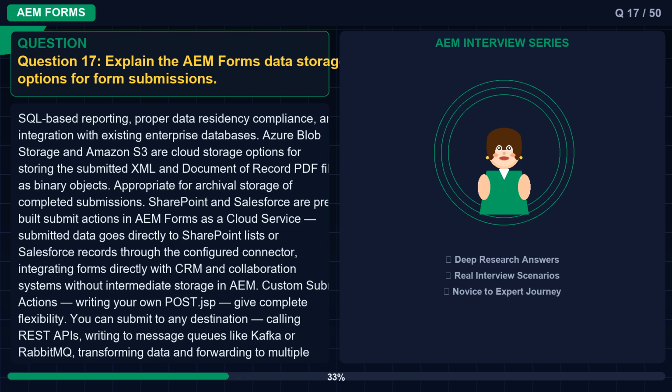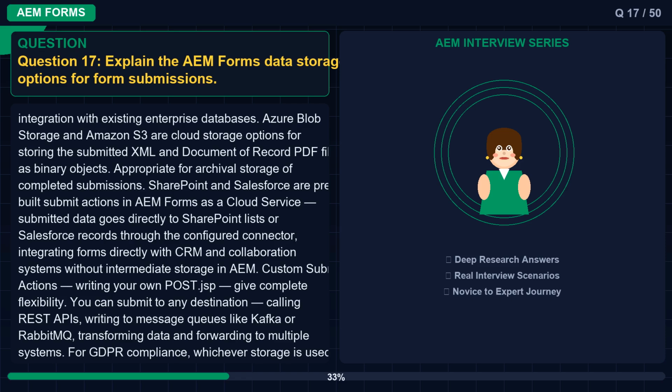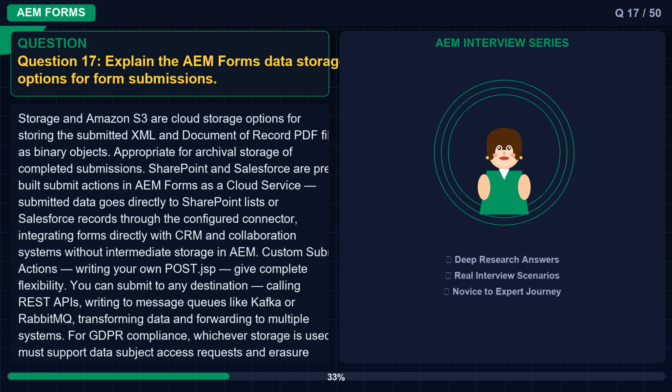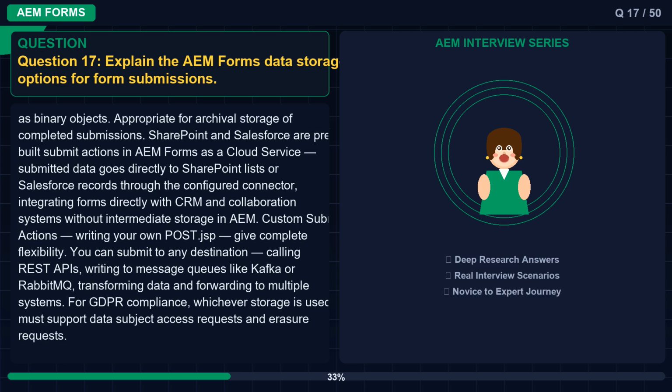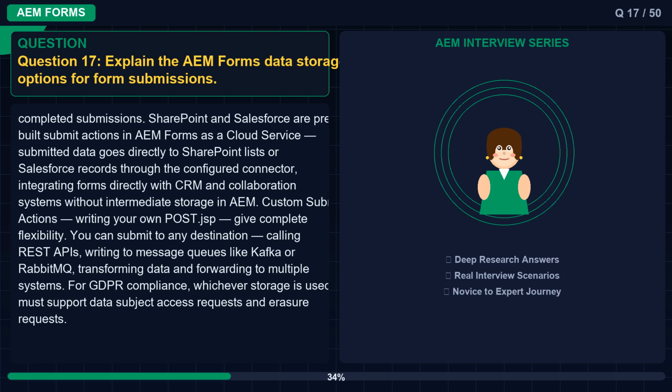Custom submit actions, writing your own post.jsp, give complete flexibility. You can submit to any destination, calling REST APIs, writing to message queues like Kafka or RabbitMQ, transforming data, and forwarding to multiple systems. For GDPR compliance, whichever storage is used must support data subject access requests and erasure requests.